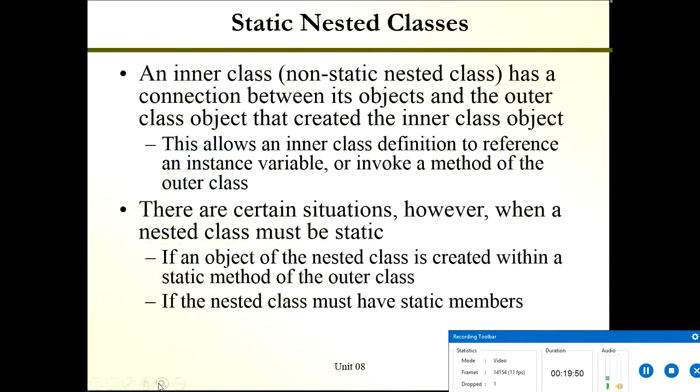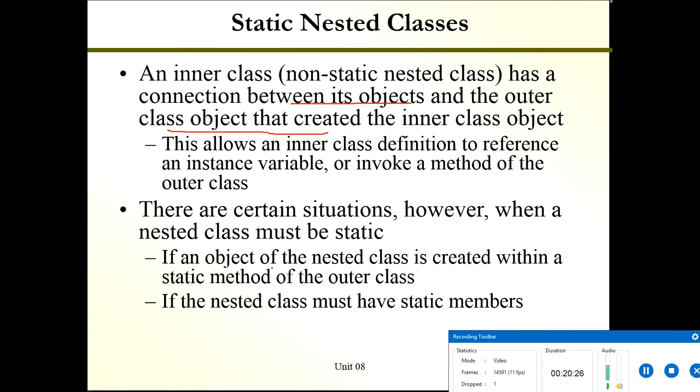Alright, so here we talk about static nested classes. The previous example was a non-static nested class. An inner class, which is a non-static nested class, has a connection between its objects and the outer class objects that created the inner class object. This allows the inner class definition to refer to the instance variables or invoke the methods of the outer class. But there are certain situations when the nested class must be static.